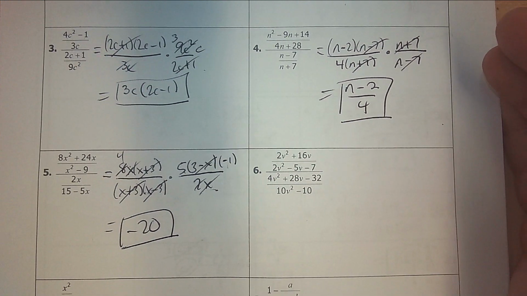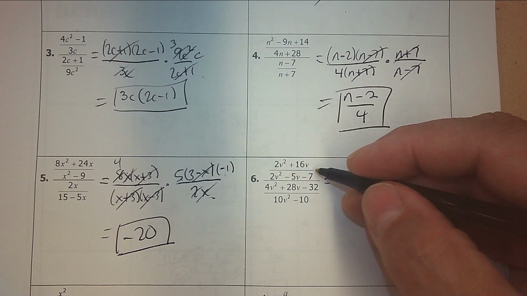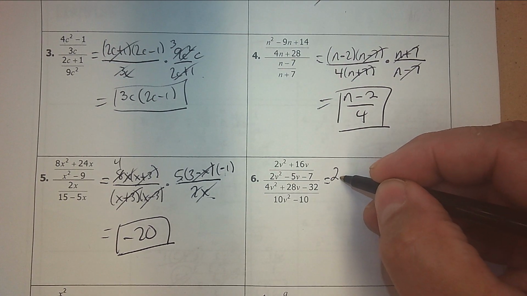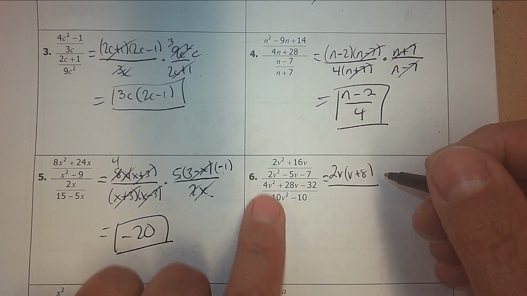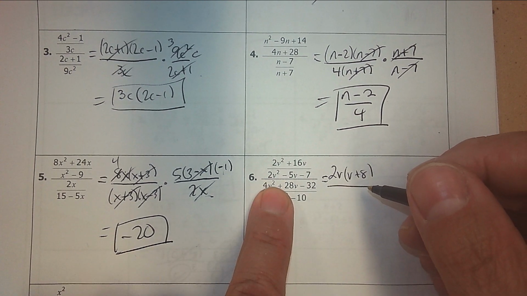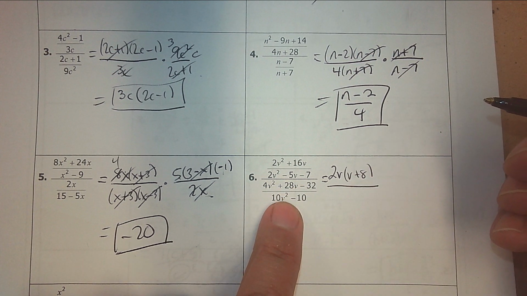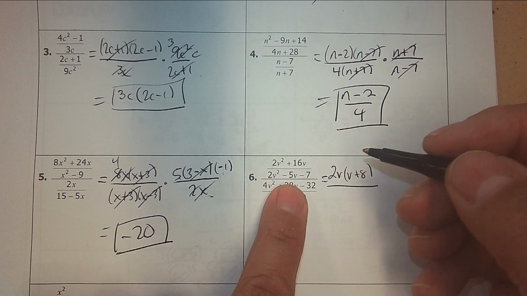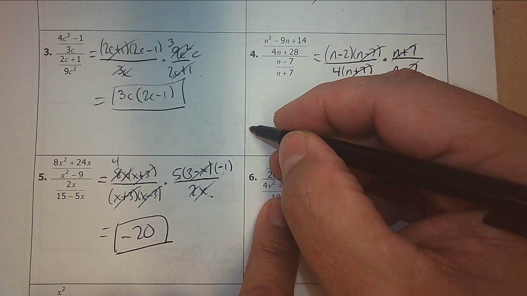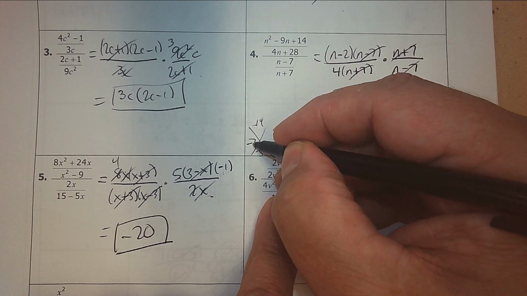Number 6, factoring. So I'm going to start with 2v, v plus 8. Now, 2, negative 5, and negative 7. So it's going to take a couple steps to do that. So I'm going to do that above here. So 2 times negative 7 is negative 14. And negative 5. So the two numbers are negative 7 and 2.